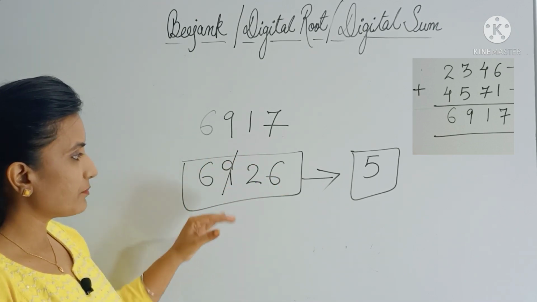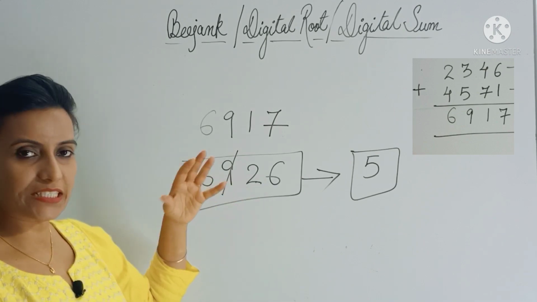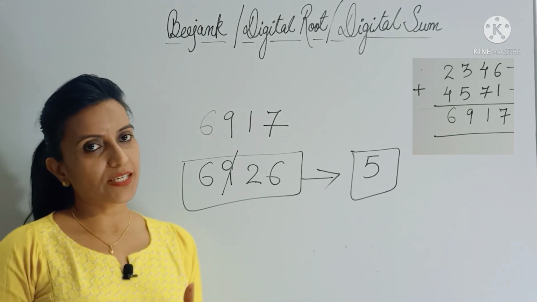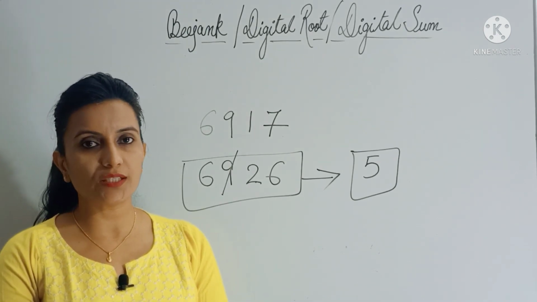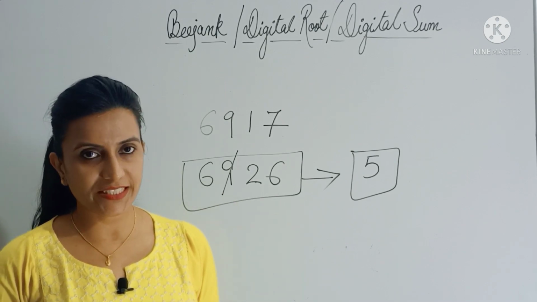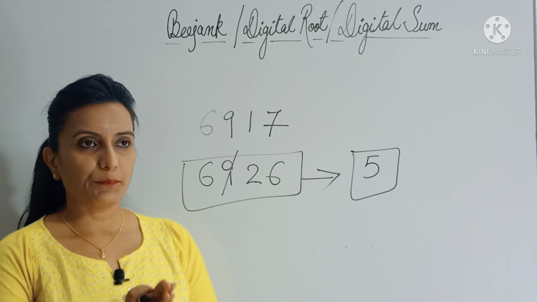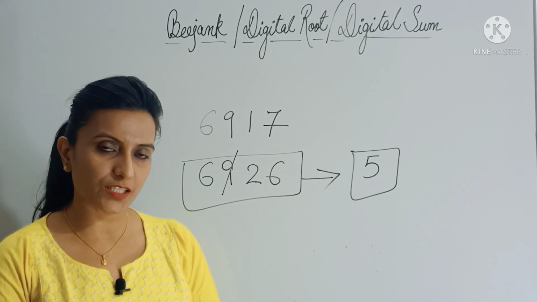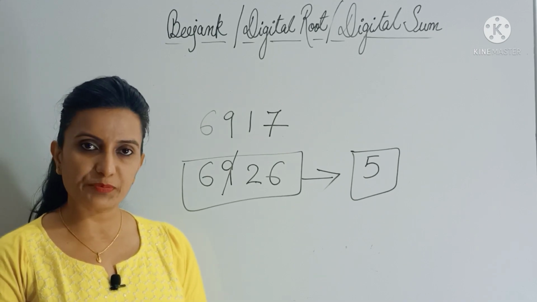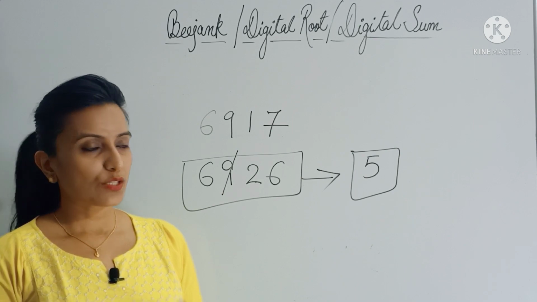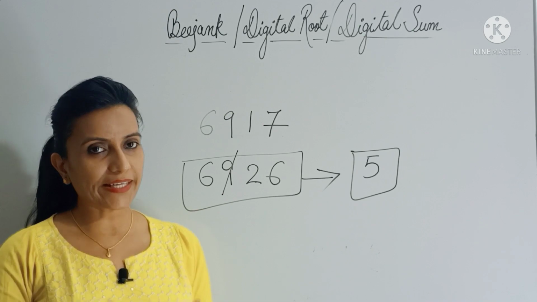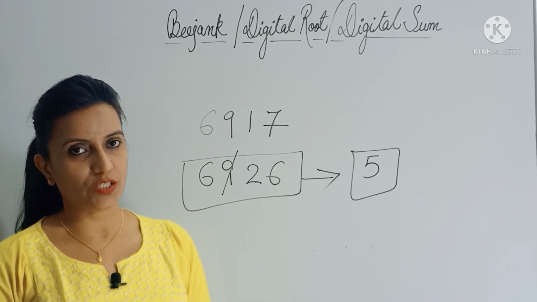So here you can see that my answer is wrong, but I am getting the digital root of the question and answer same, right? So here you have to understand that if you get equal digital root for question and answer, it doesn't guarantee that your answer is correct. Okay, but if you get different digital root for your question and answer, it means that your answer is 100% wrong. Okay, so this Bijank or digital root is highly effective in multiple choice questions.